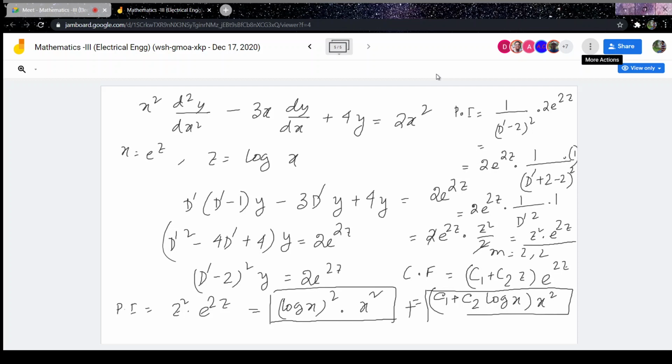Anyone have any problems finding this PI?